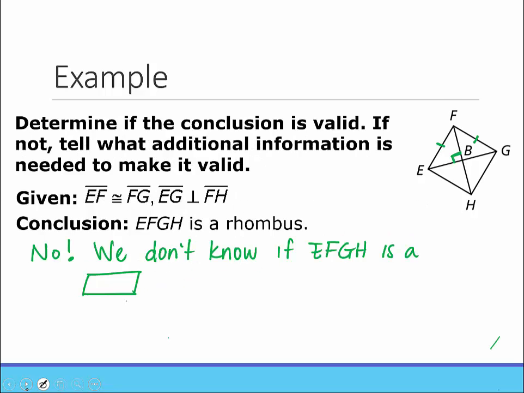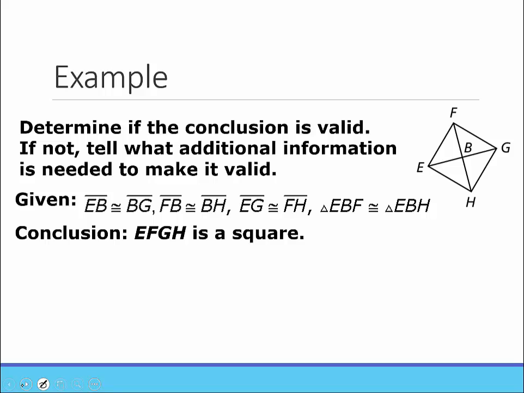So let's try another one. Determine if this conclusion is valid. If not, tell what additional information we need. So let's say that EB, so here to here, is congruent to BG. FB is congruent to BH. EG is congruent to FH, so the whole thing here, this is kind of hard to show, but this is congruent to this. And that triangle EBF, so this one here, let's color it in, and this triangle over here, EBH, so this one here.